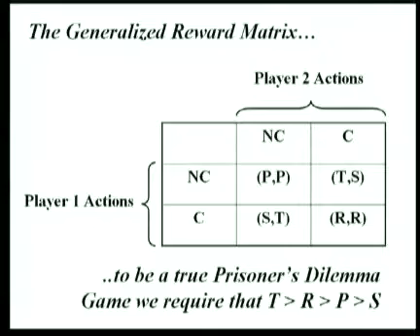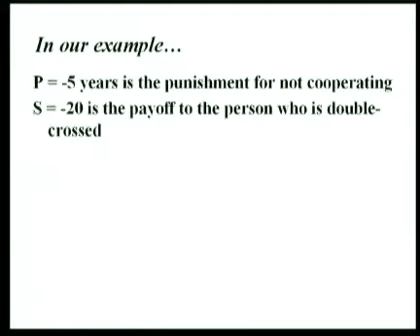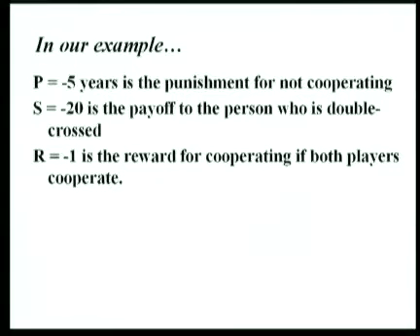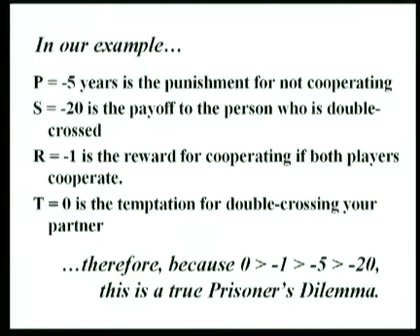Well, in our example, P is -5. It's the punishment for not cooperating. S is -20. That's the payoff to the person who's double-crossed. R is -1. That's the reward for cooperating if both players cooperate. And 0 is the temptation for double-crossing your partner. In other words, you go free, 0 years in prison. So because 0 is greater than -1, greater than -5, greater than -20, our example does indeed qualify as a true prisoner's dilemma, based on the condition I just showed in the previous slide.